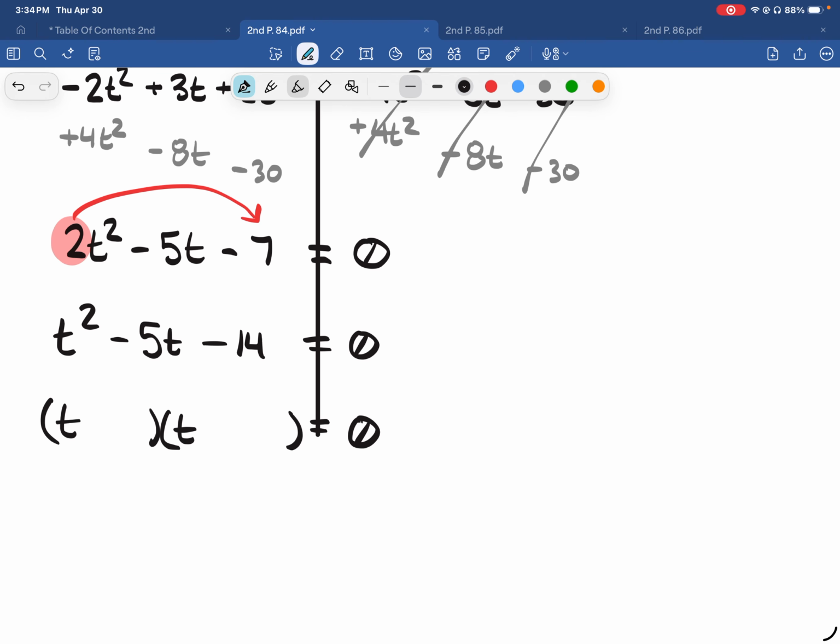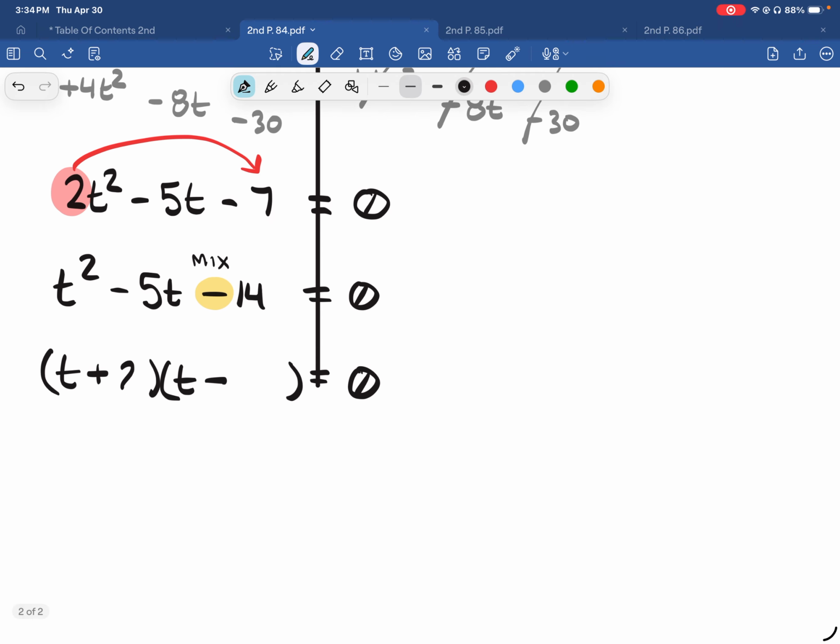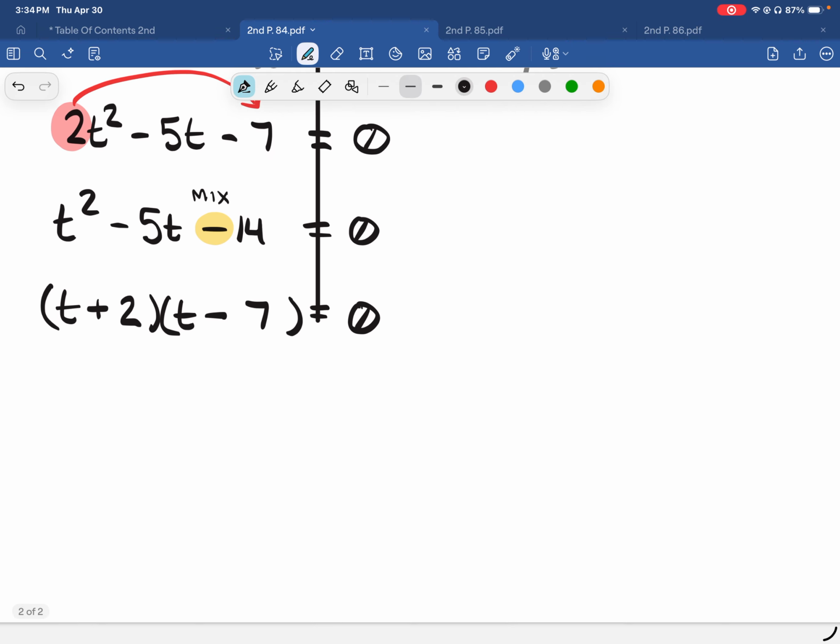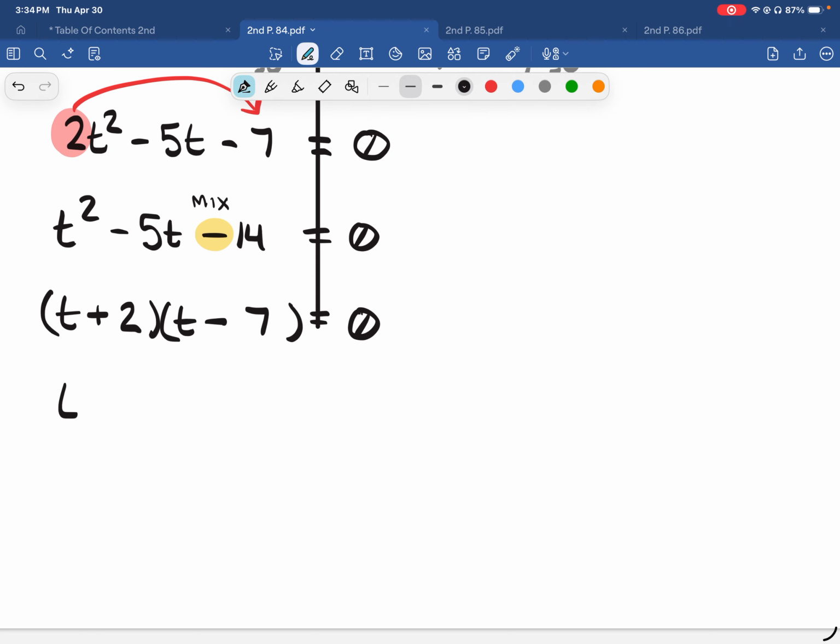I'm looking for factors of negative 14 that add to negative 5. Since it multiplies to a negative, the signs are mixed. The only numbers that multiply to negative 14 and add to negative 5 are positive 2 and negative 7. So, a factor of t plus 2 gives me a solution of t equals negative 2, and a factor of t minus 7 gives me a solution of t equals positive 7.